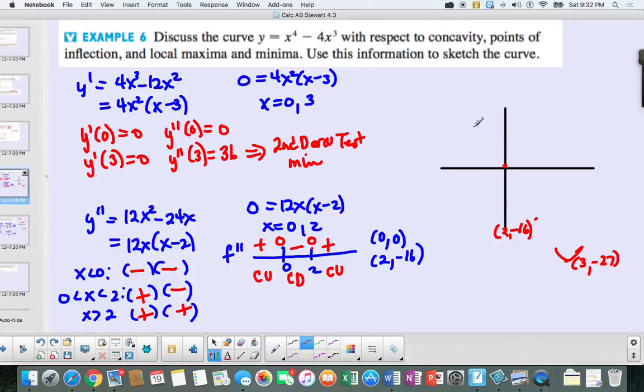So that means right when I get to (0, 0), I am going to concave up, and this is a point of inflection at (0, 0). Then I'm going to go concave down, and then at this point of inflection at 2, I'm going to go concave up. And so that's kind of what the graph is going to look like. Now, I've talked about concavity, I've talked about points of inflection, and my local max and local min.